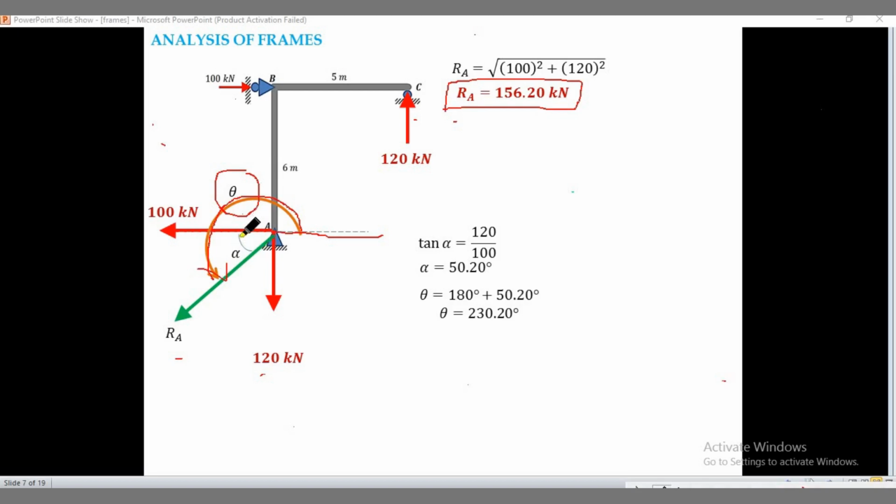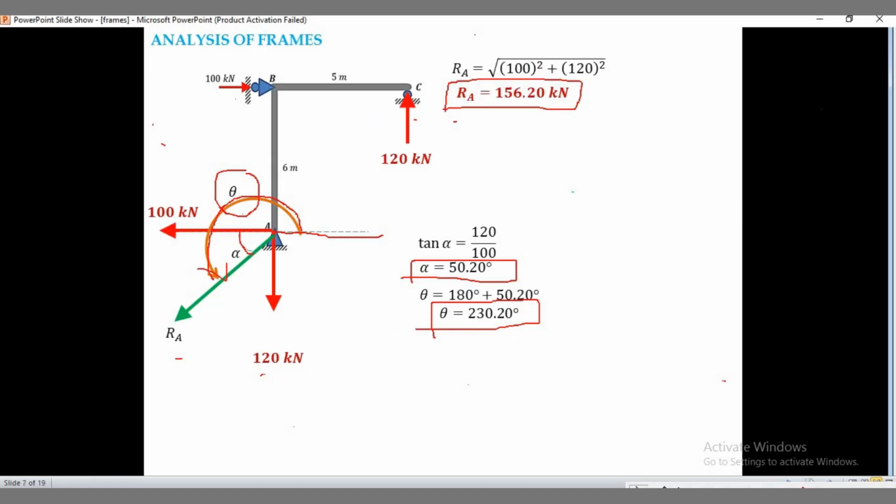To solve for theta, first I need to determine alpha. Diba from your lower years, to solve for our alpha, that is equal to tangent alpha multiplied by 120 over 100. So, masolve ko ni alpha, that is equal to 50.20 degrees. And I can now determine the value of my theta, which is now equal to 230.20 degrees. So, the answer for the second requirement is equal to 230.20 degrees. Okay?